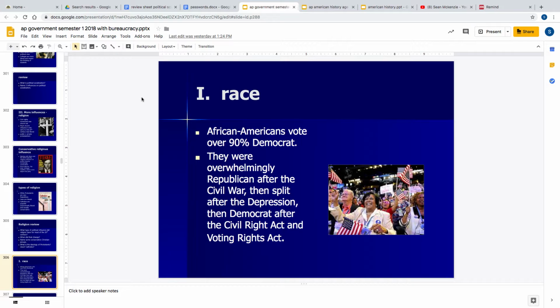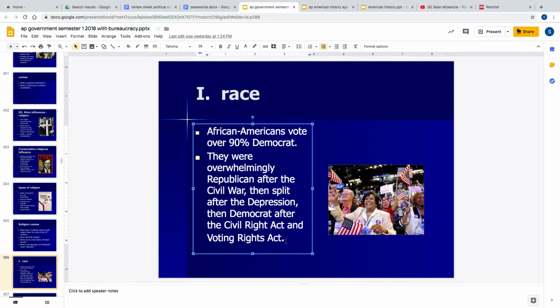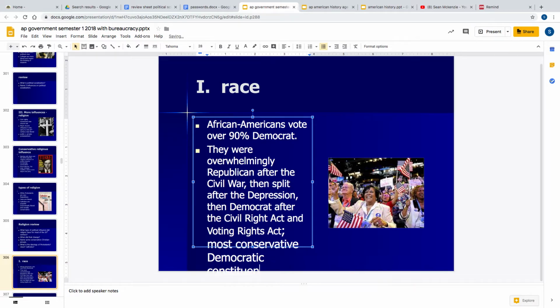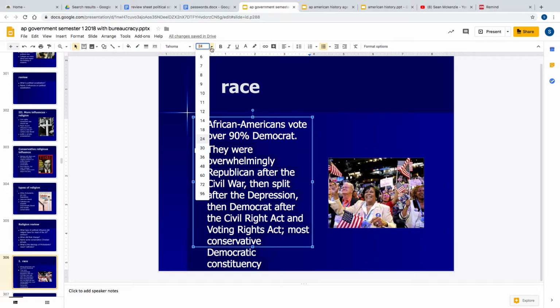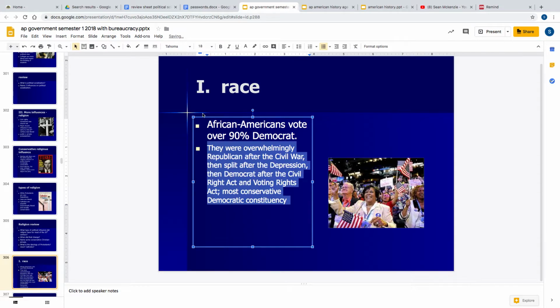I think I'm going to add something to this slide right here. They are the most conservative Democratic constituency. So the key to Biden holding on and winning the primary is African American support, especially in the South. Where's my little font size there? Will that work? Let's make it smaller. Okay, so African Americans tend to be pretty culturally conservative, pretty conservative on gay marriage.